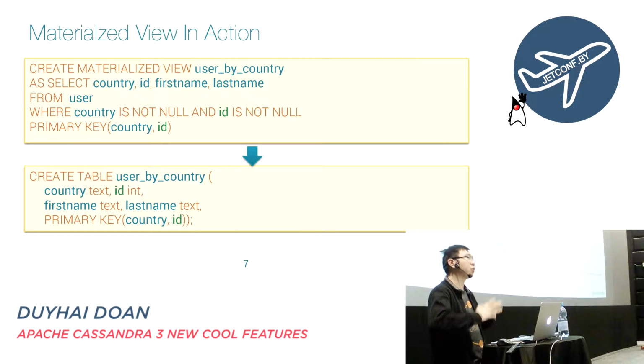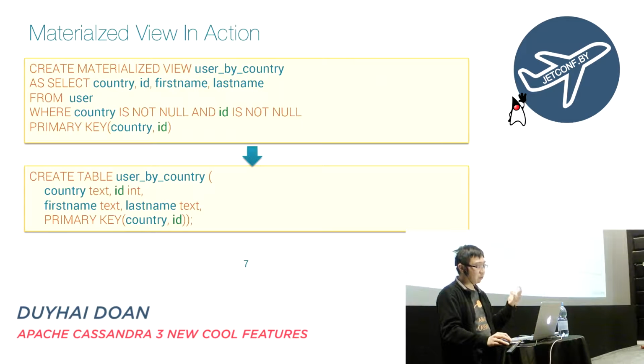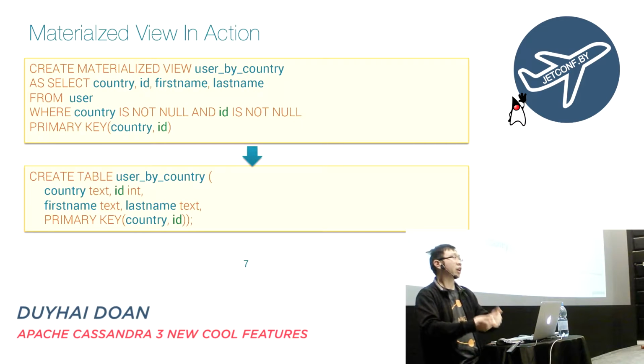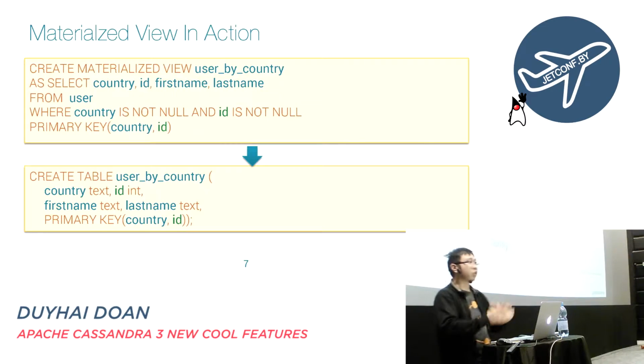For example, if I create a new user with, I don't know, a new Russian user, Cassandra will insert a new record into this table with Russia as country. If I update a user's country from Russia to USA because he moved to USA, Cassandra will remove the Russian record and create a new record with USA as the country. Okay, so the update is done automatically for you by Cassandra.